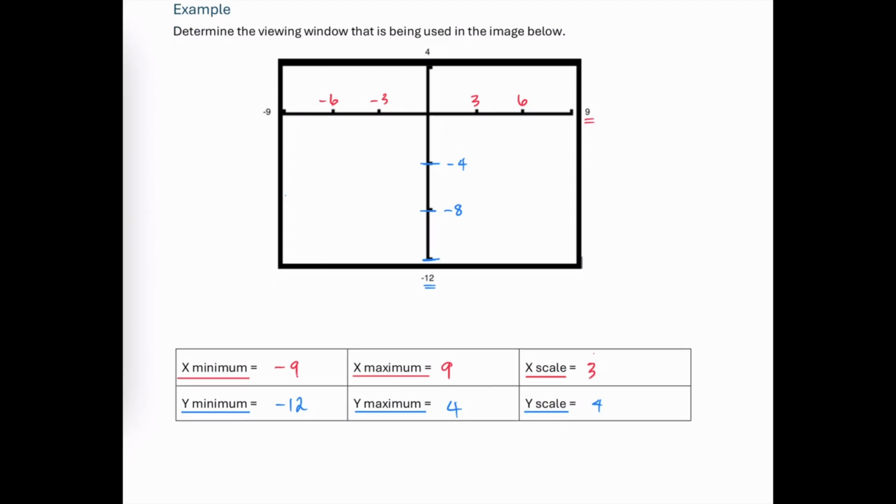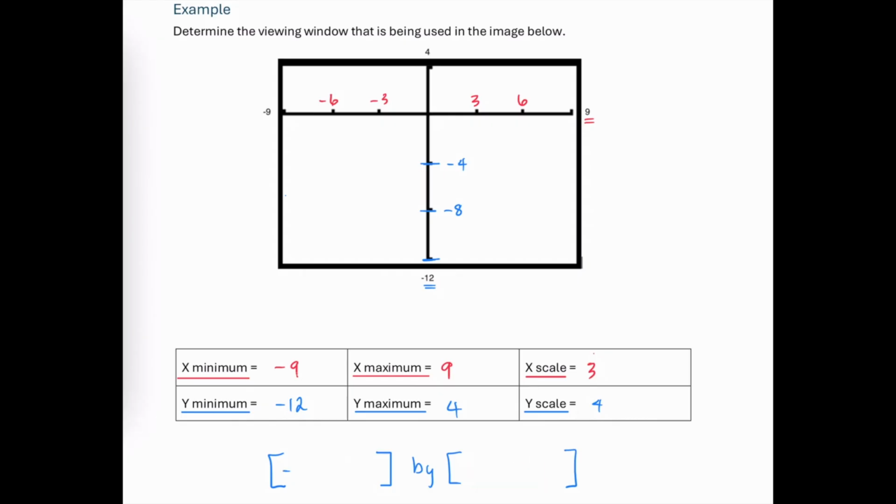So this is the viewing window for our image, but the way that we would write this in a more compact way is with a bracket notation. And inside these brackets, first of all, we're going to have everything that is in regard to the x-axis. And then we open up another bracket that's going to contain everything that deals with the values on the y-axis.